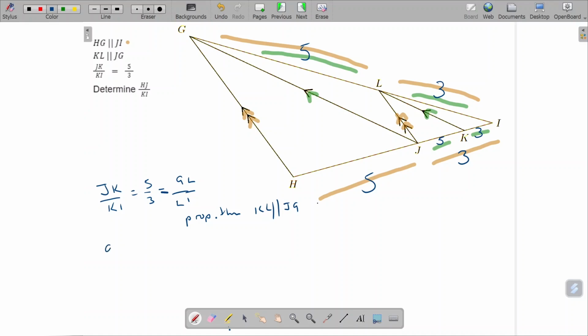But I know that GL to LI equals 5:3, also equals HJ to KI, because of the proportion theorem, in this case, HG being parallel to JI. So in the first case, I've gone and used the green theorem, even though they initially talked about it second. I was using it here first, and then for the second part of my argument, I was using the orange statement.